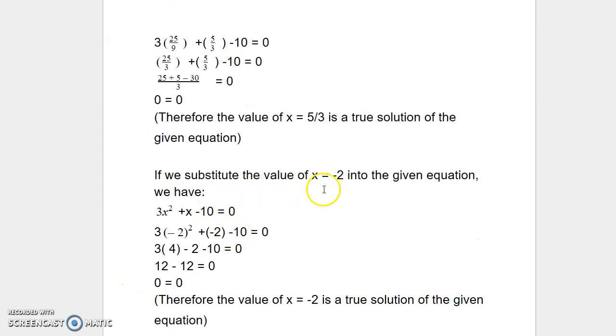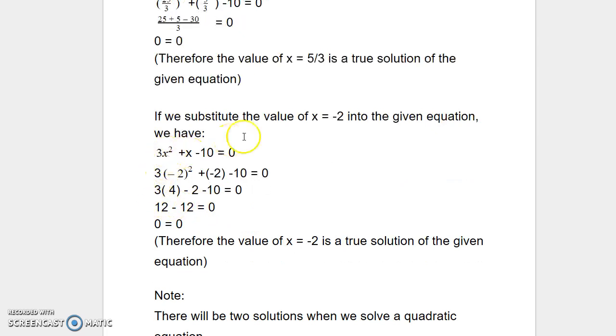Okay. Now let us take the second solution and also check whether that satisfies the given equation. So when x equals negative 2, we're going to substitute that into our given equation, which is 3x squared plus x minus 10 is equal to 0. So wherever we see x, we're going to substitute x equals negative 2. 3 times negative 2 raised to the power of 2 plus negative 2 minus 10 is equal to 0. So 3 times negative 2 raised to the power of 2 is positive. 2 raised to the power of 2 is 4, minus, positive times negative is a negative. So 2 minus 10 is equal to 0.